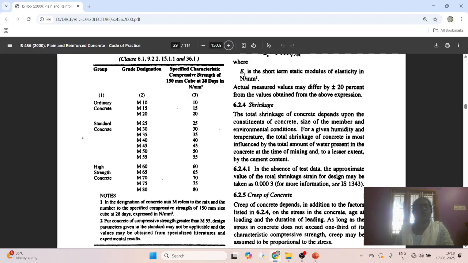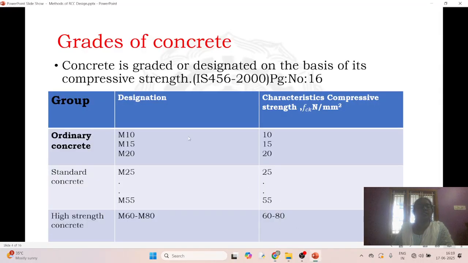Notes: in the designation of concrete mix, the M refers to the mix, and the number followed by the M, such as 10, 15, 20, 25, 30, indicates the compressive strength of 150 mm size cubes at 28 days. It is expressed in Newton per mm squared or megapascal. So this data is available in our codal provisions.